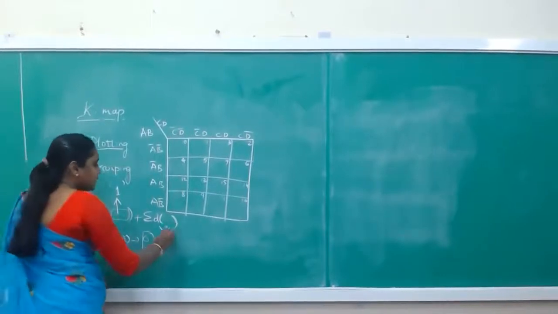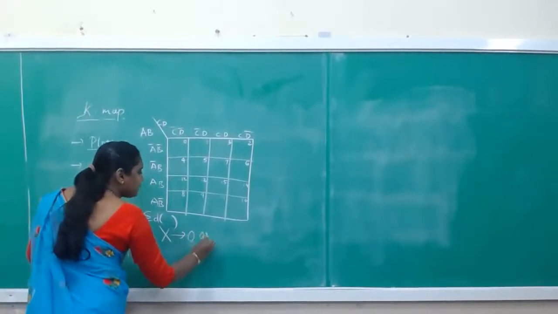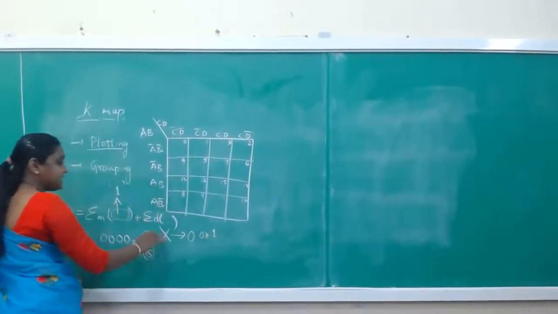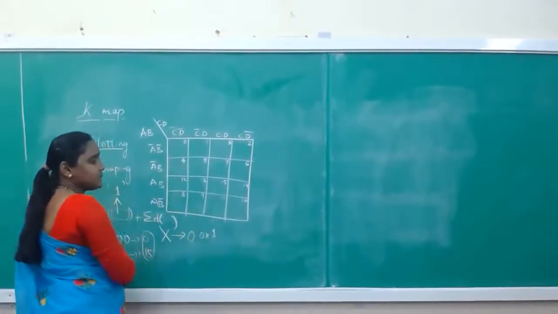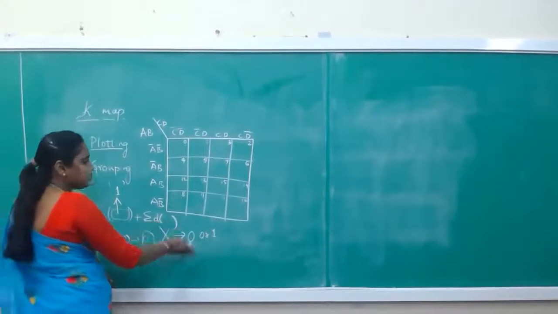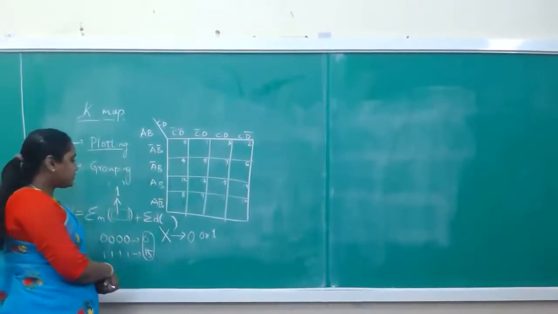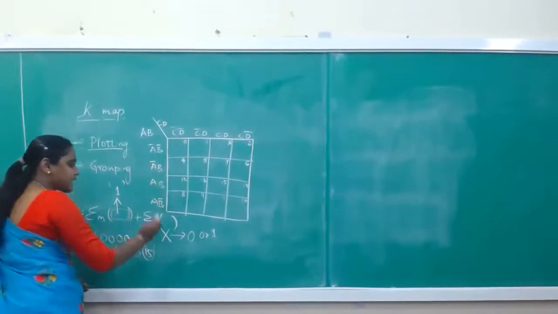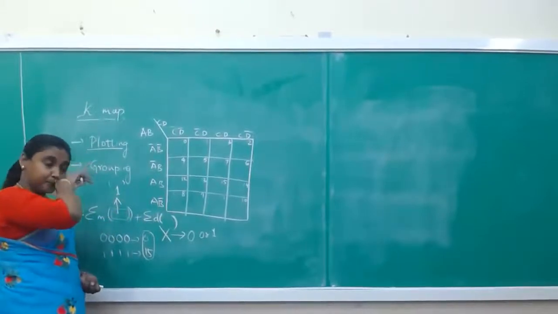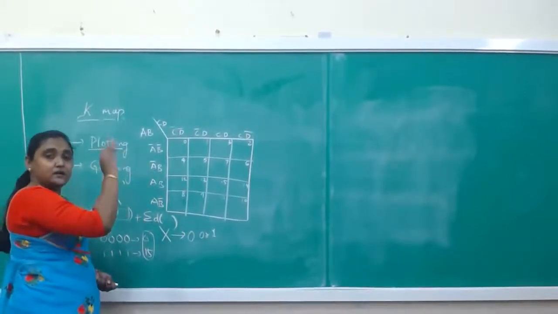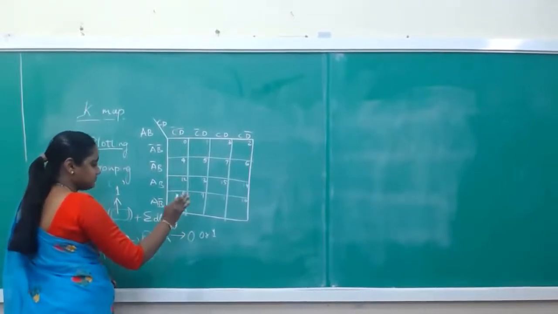What does this capital X mean? Capital X means 0 or 1. So it gives you the liberty to take either 0 or 1 inside the K-map. How exactly it works you will come to know after making the plotting and grouping. For now, we just understand that the X can take either 0 or 1 depending on the requirement of the grouping you are making there. So it is completely depending on the user.